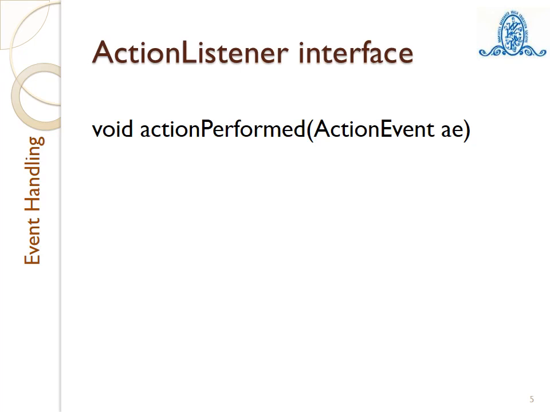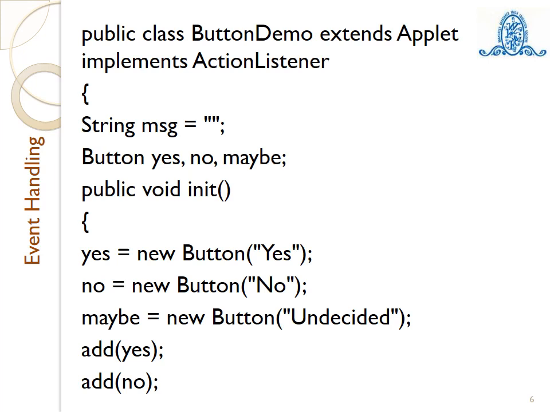For the action event class, the listener used is action listener, which defines a single method, that is void actionPerformed(ActionEvent ae). So when an action event is generated, this actionPerformed method is invoked by the action listener. Now let us see the example of this action event and action listener interface.